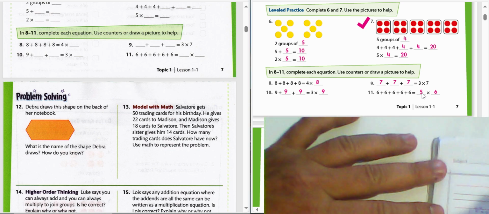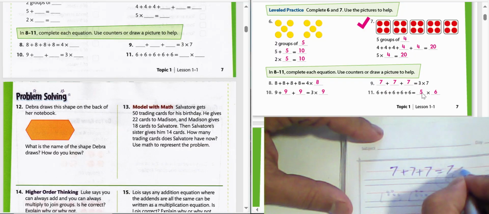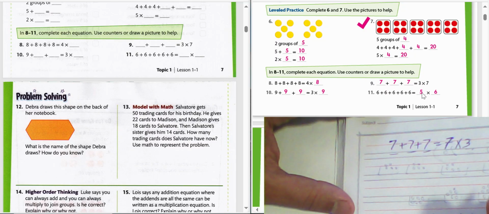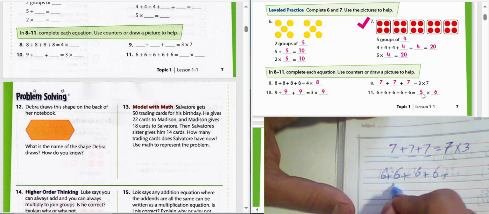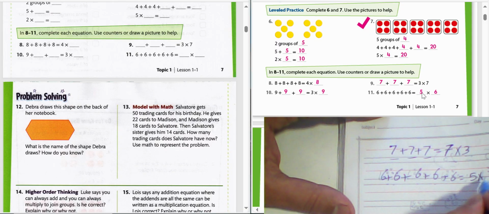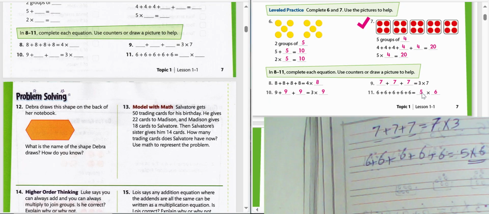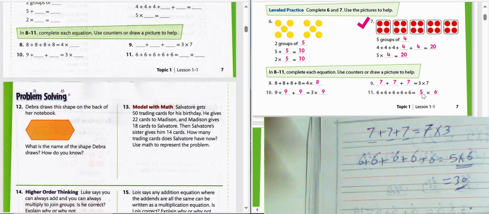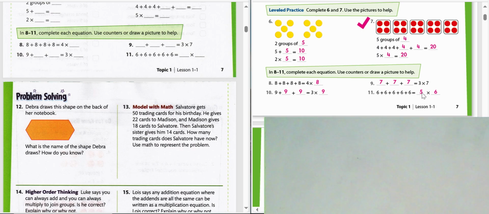Look with me. If we write this example, 7 plus 7 plus 7 equals 7 multiplied by 3, because 7 is repeated 3 times. And what about 6? 6 plus 6 plus 6 plus 6 plus 6, 1, 2, 3, 4, 5. It will be 5 multiplied by 6. 5 times 6 we know equals 30. The answer here will be 30 for this example. Okay, understood. Next question, problem solving.